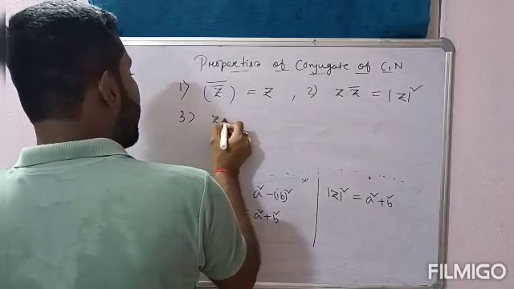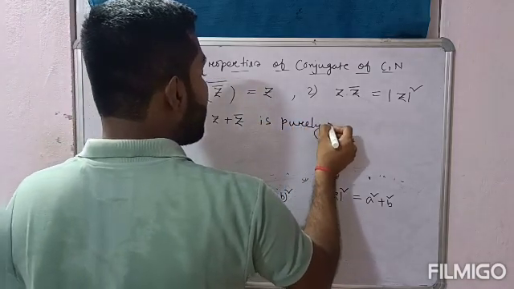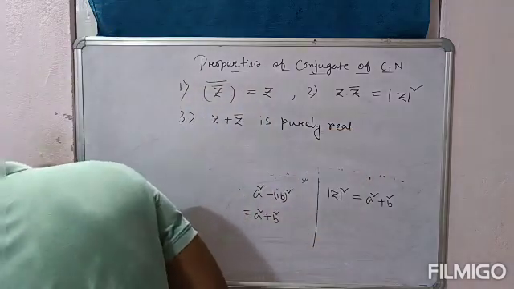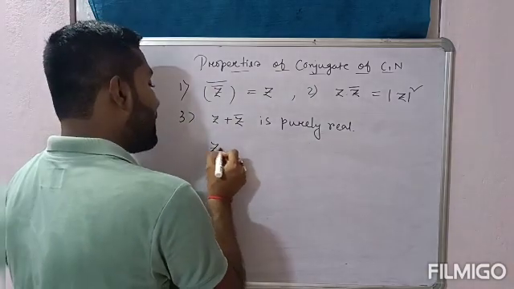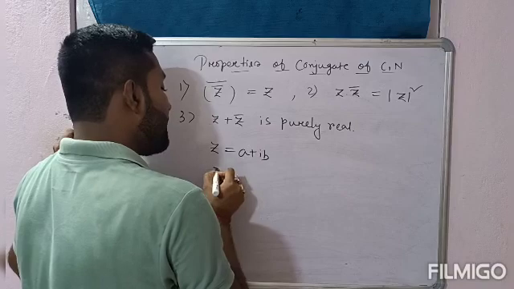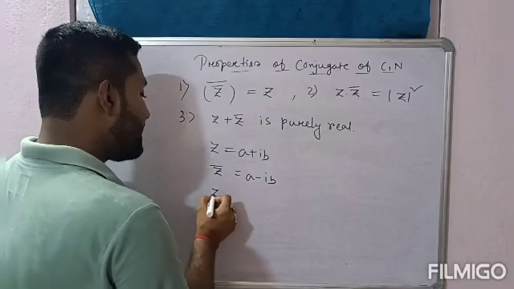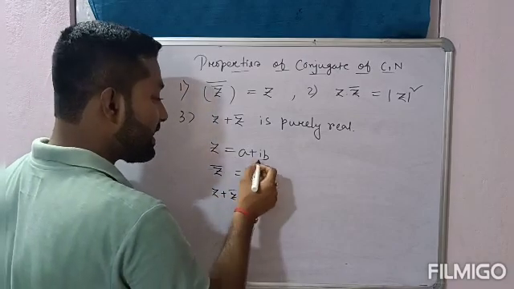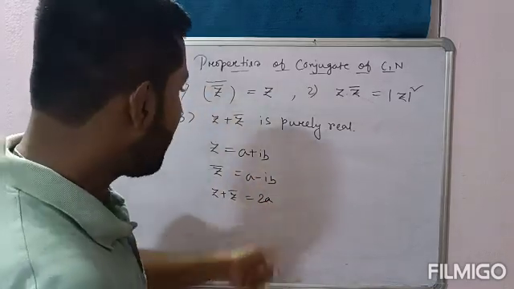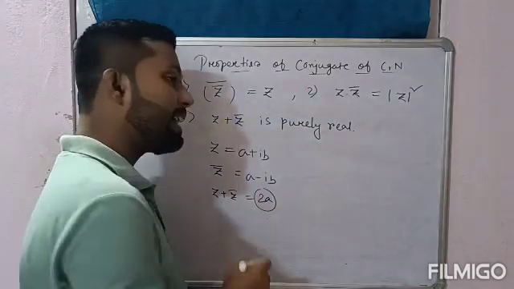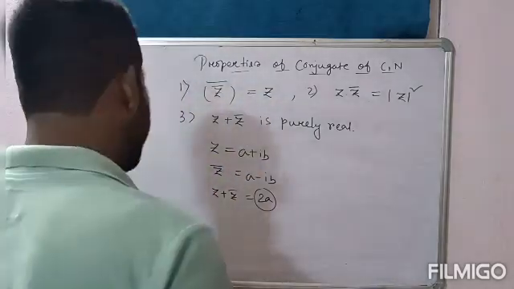Property number 3. Z plus Z bar is purely real. कैसे हुआ? Z plus Z bar purely real कैसे हुआ? Again you take one example. Say Z equal to A plus IB. Then Z bar will be A minus IB. Yes or no? Conjugate of Z. Now if I add these two complex numbers, Z and Z bar को add करने से क्या रहेगा? IB will be cancelled. This is equal to twice A only, and we can say clearly that twice A is the real part only. Okay, so that is why we can say that Z plus Z bar is real.